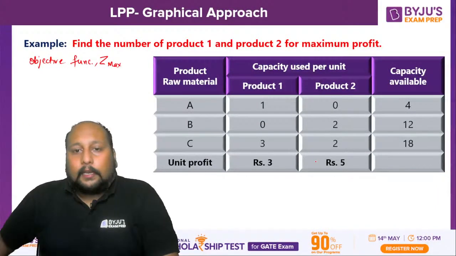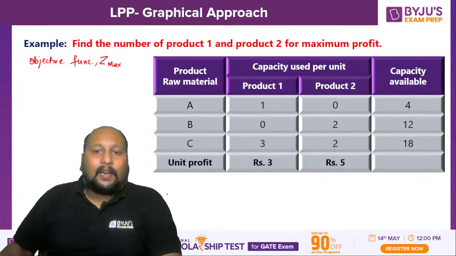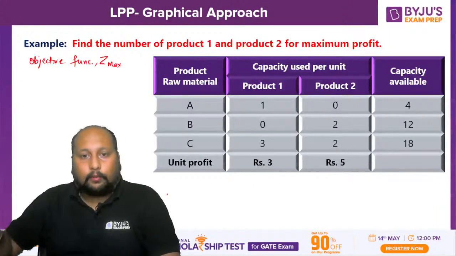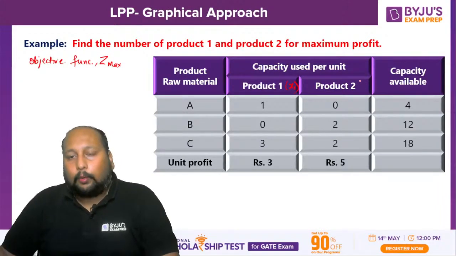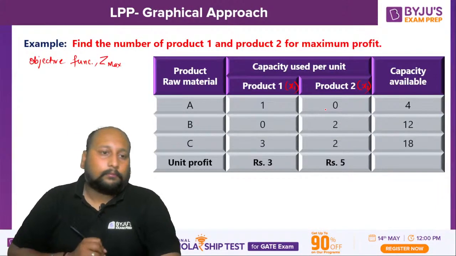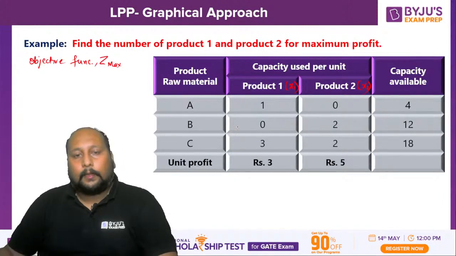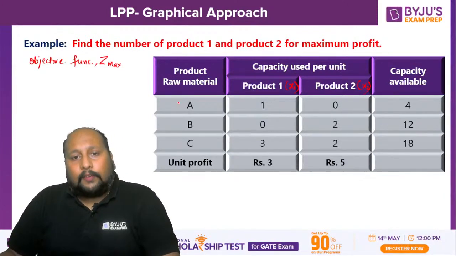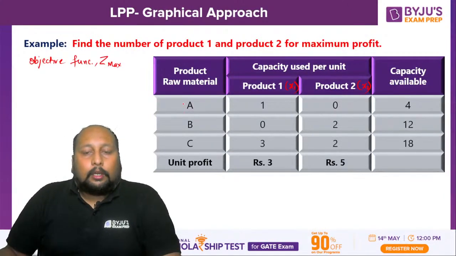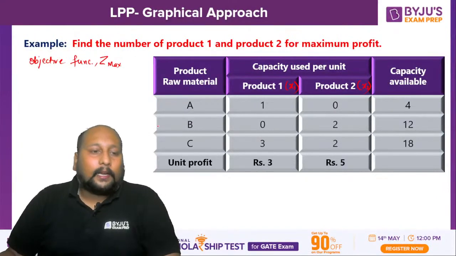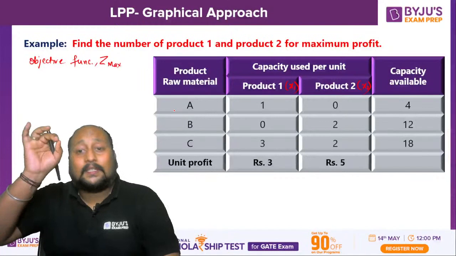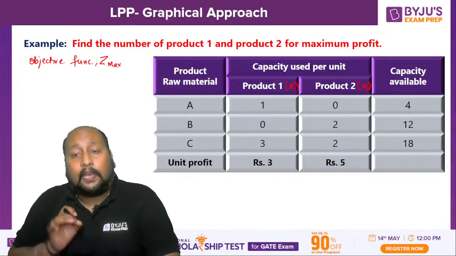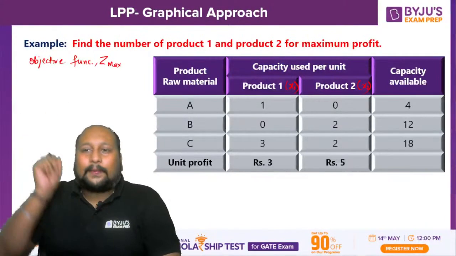Okay, fine. Now if you try to visualize, here we are having 2 products, product 1 and product 2. Let's say I'm writing product 1 as x1 and product 2 as x2. So to manufacture product 1, or x1, you require 1 unit of raw material A and 0 units of raw material A for product 2, and the total capacity available is 4.